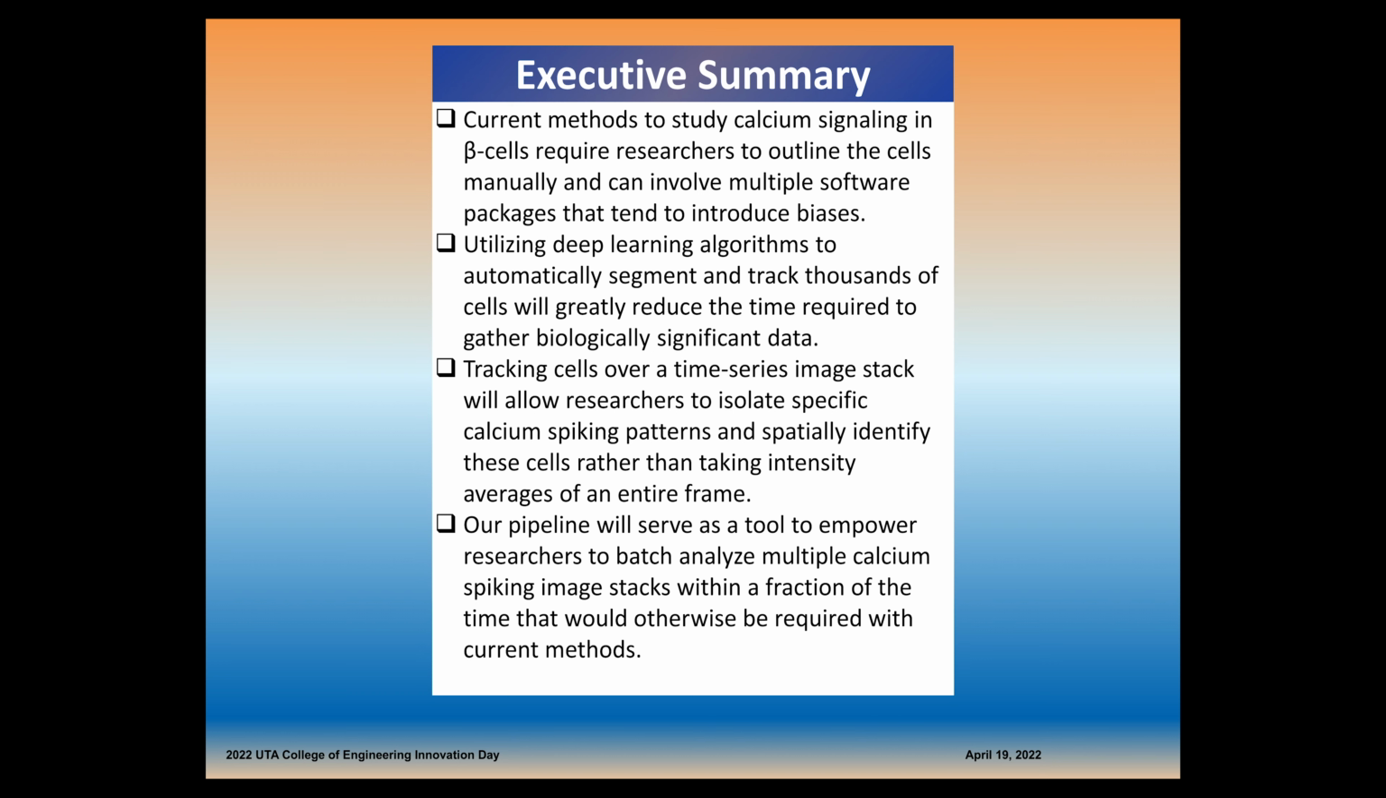Currently, the analysis of beta cell images requires hours of hand outlining, also known as segmentation, to obtain fluorescent intensities within individual cells. Additionally, many methods do not include linking cells frame to frame, forcing researchers to analyze intensities of an entire frame rather than isolating individual cells and tracking their signal patterns over time.